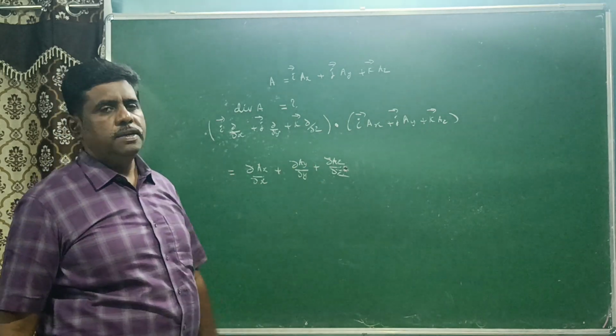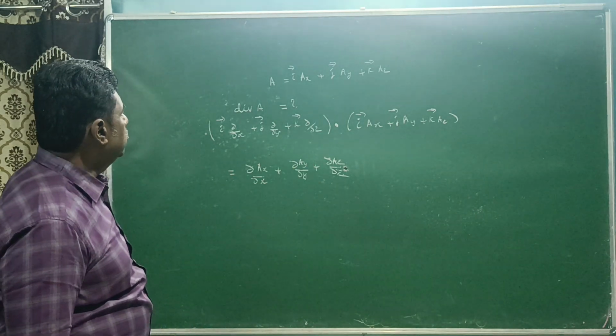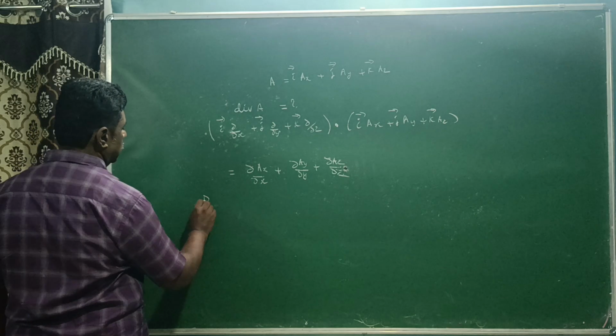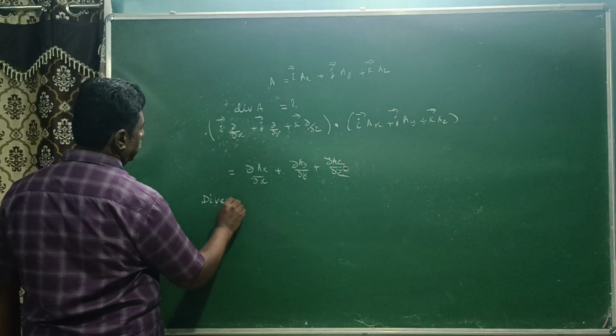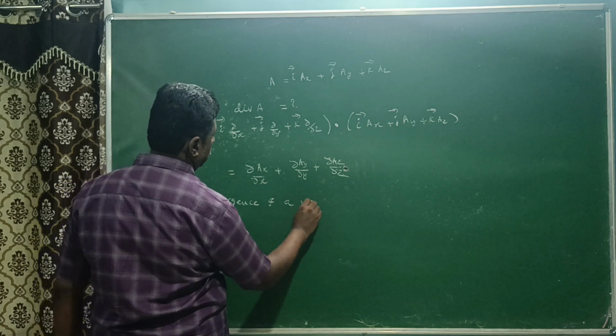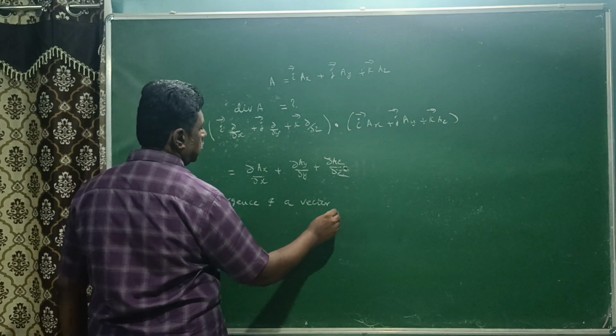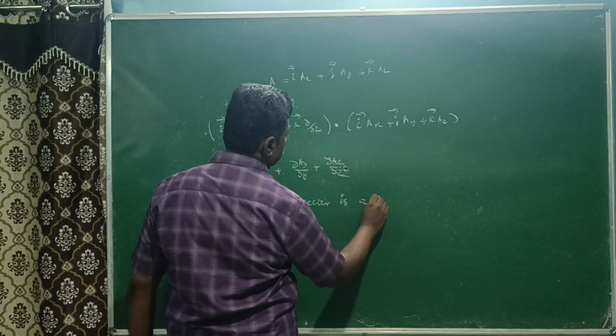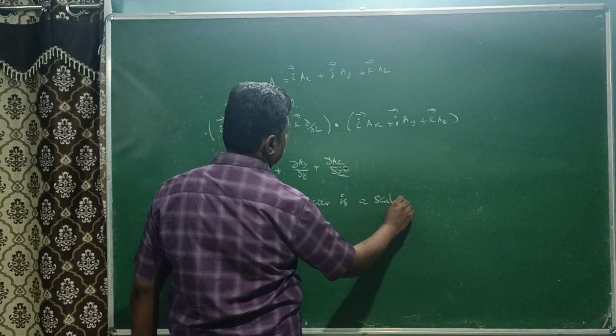Now we have a scalar. So divergence of a vector is a scalar.